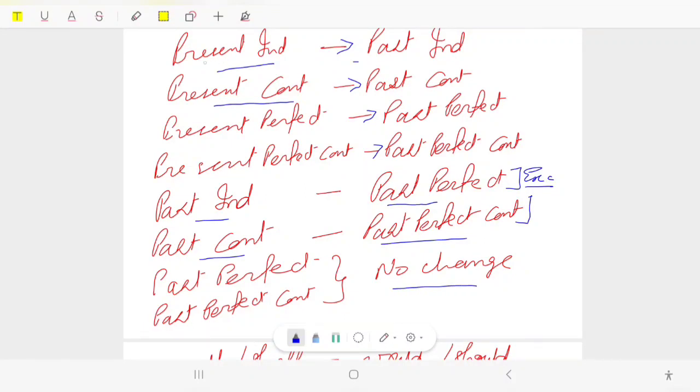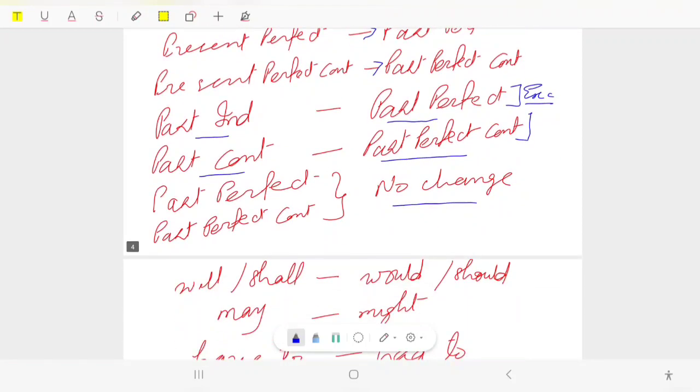Sometimes we do not change even present indefinite. There are exceptions. Present indefinite will remain present indefinite even when the reporting verb is in past indefinite. There are some exceptions, so we will also discuss which those exceptions are.